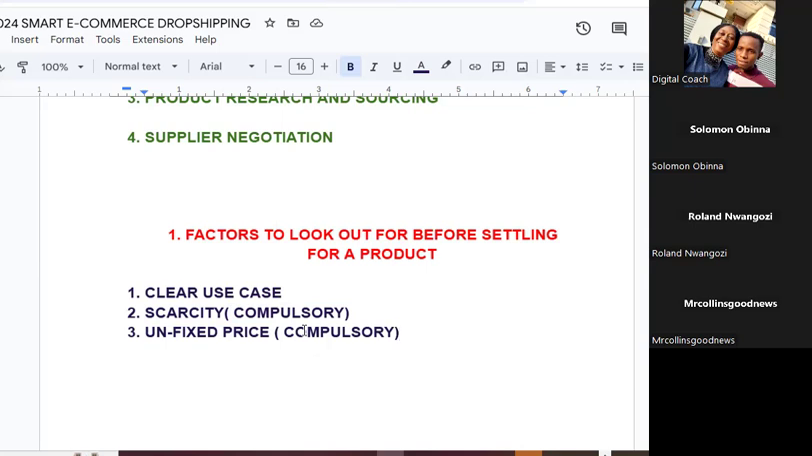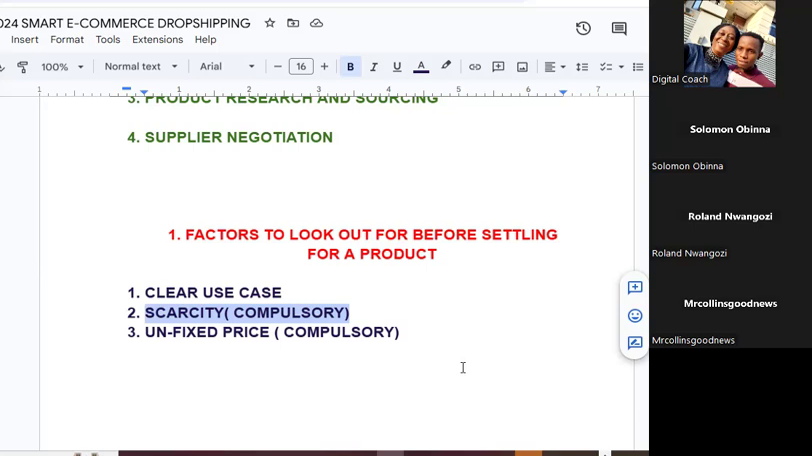So the price is fixed. Let's assume that you want to go and sell that biro for 50,000. You will not make sales because people already know the price that a biro should be sold for. So any product you are picking should have an unfixed price. And what is that one thing that will determine that a product should have an unfixed price? It is number two, scarcity. It is rarely available in local shops. So if it is scarce and not really available in local stores, then you can sell it at any price you want. Okay, and that is how it goes.